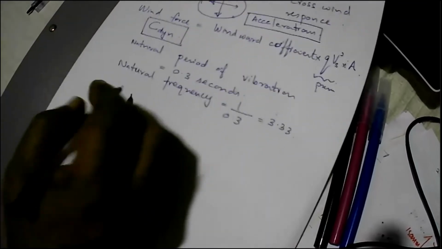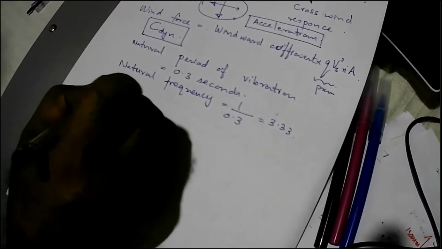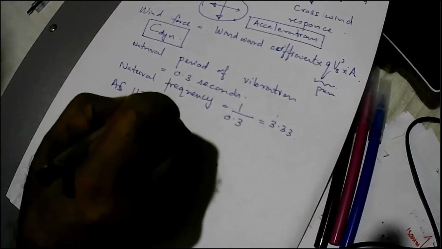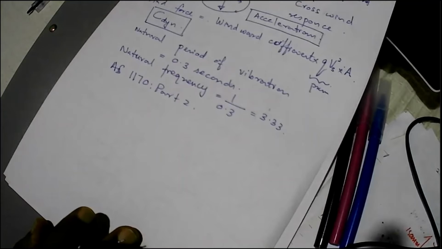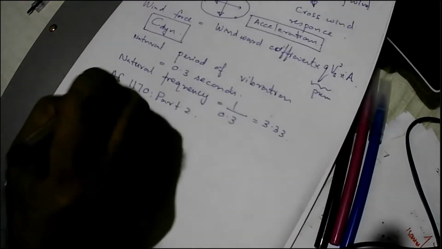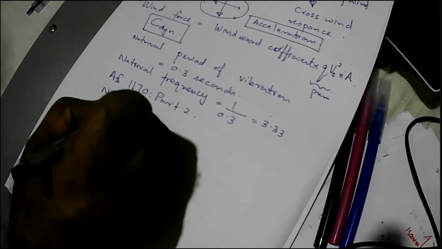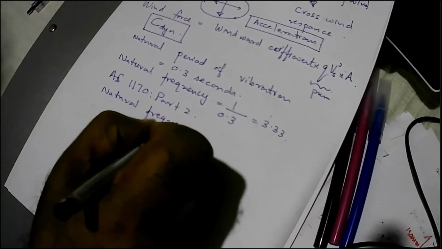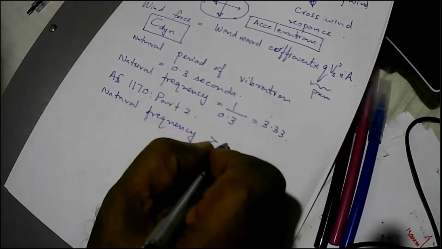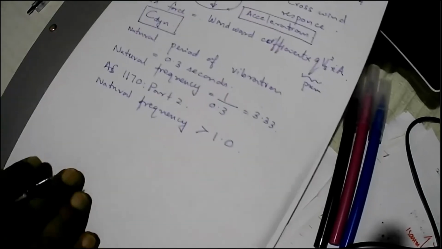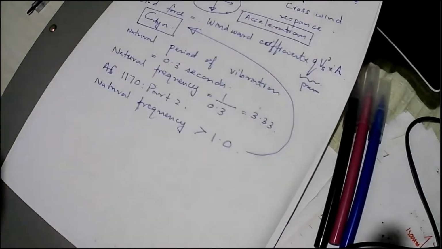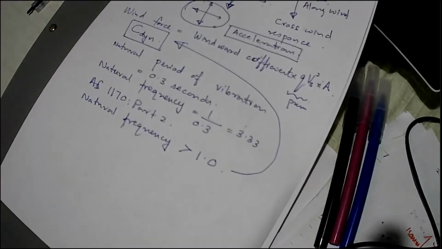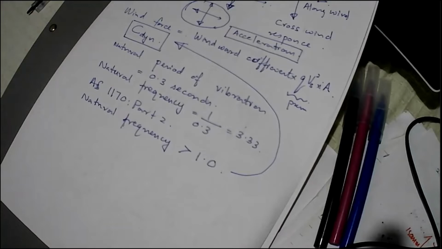So the Australian code, 1170 part 2, states that when the natural frequency is greater than 1, you have to consider these dynamic effects. So these dynamic effects should be considered, and the wind force can be multiplied by the dynamic effects.